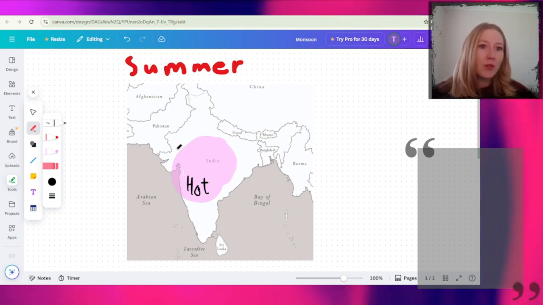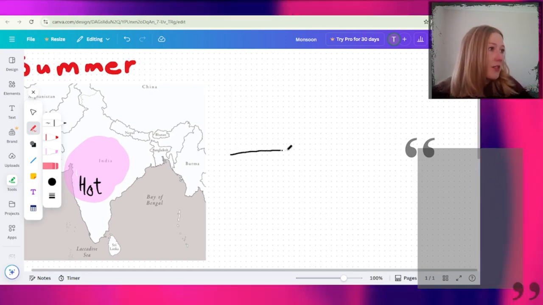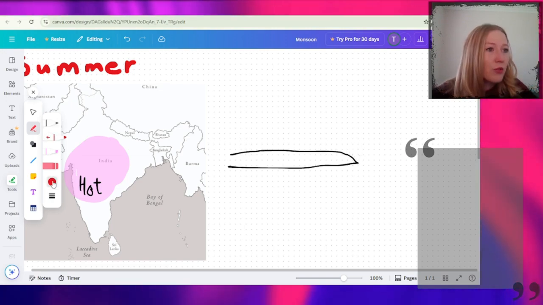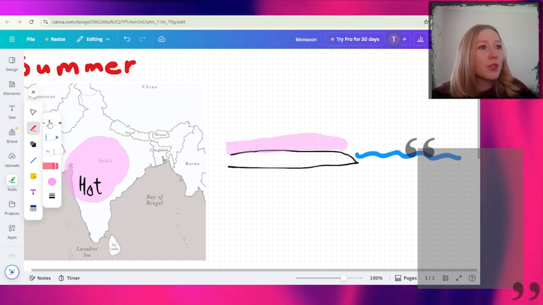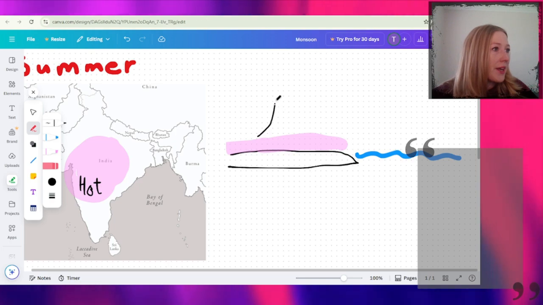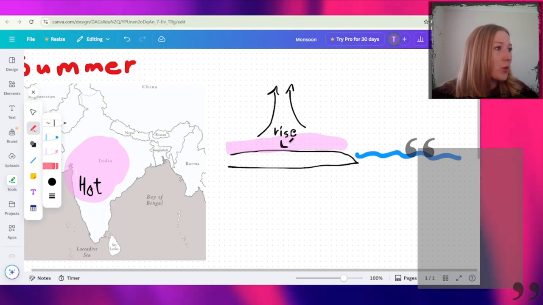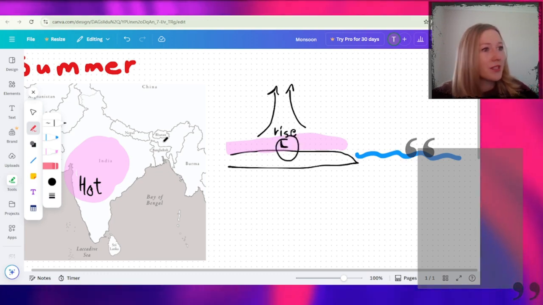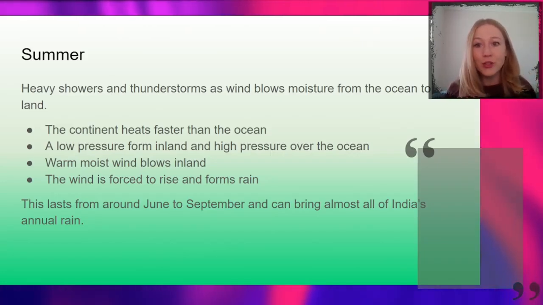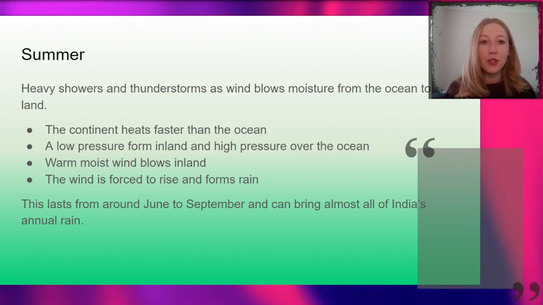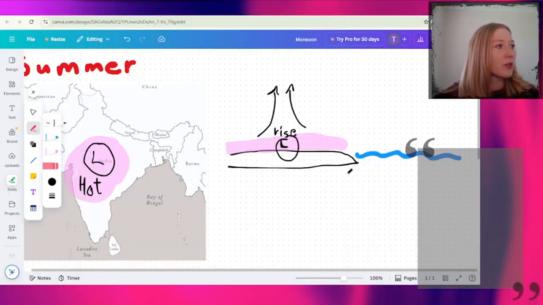So if we picture this from a side view, let's imagine that this is the continent. This is supposed to be a side view. Some ocean. There we go. And then this is warm there. And because it's warm, the hot air will rise, which means that over here, over the land, we have a low pressure system. Hopefully this makes sense so far. So the continent will heat up faster than the surrounding ocean, which forms a low pressure system because the hot air is rising.